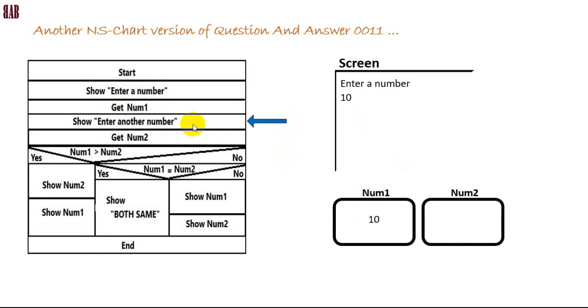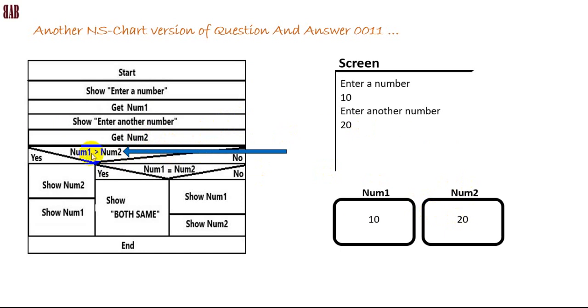Num1 will become 10. You go to the next one. It says show enter another number, so that message also comes. And you go to the next one to wait for the number. So the user types a number. Let's say he enters 20 and presses enter. That will be accepted by num2. So num2 will become 20. Then you go to the next one.